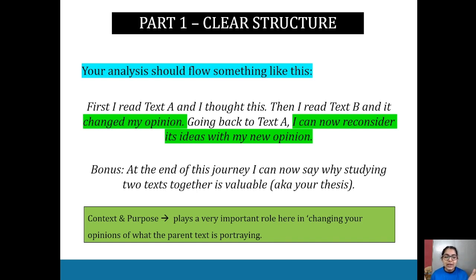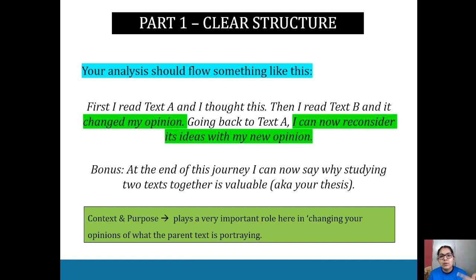So your analysis should flow something like this. First, I read text A, say that was my parent text. This is what it said about the audience for which it was written, and I thought this. Then I read text B that was written for a more modern audience, and I thought, okay, it's quite interesting in the way that humanity has changed over time, and yet at the same time, humanity hasn't changed. We still remain the same people at our core, and it has changed my opinion of what was represented in text A.